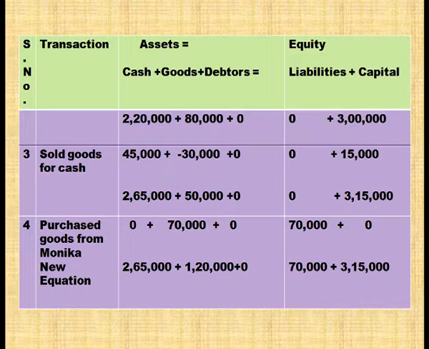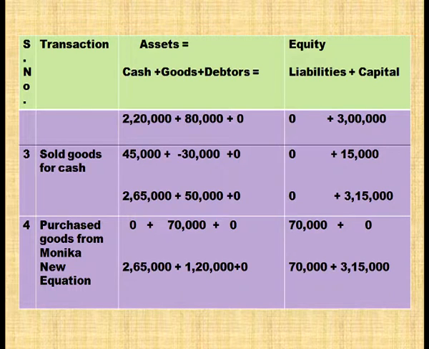As it is a profit, it is added with the capital. So capital will be increased by 15,000, that is 3 lakh plus 15,000, which is 3,15,000 capital. Cash 2,20,000 plus 45,000. So in the new accounting equation, cash of 2,65,000 plus 50,000 goods equals capital 3,15,000. So on both sides the total is 3,15,000, and the accounting equation is satisfied.